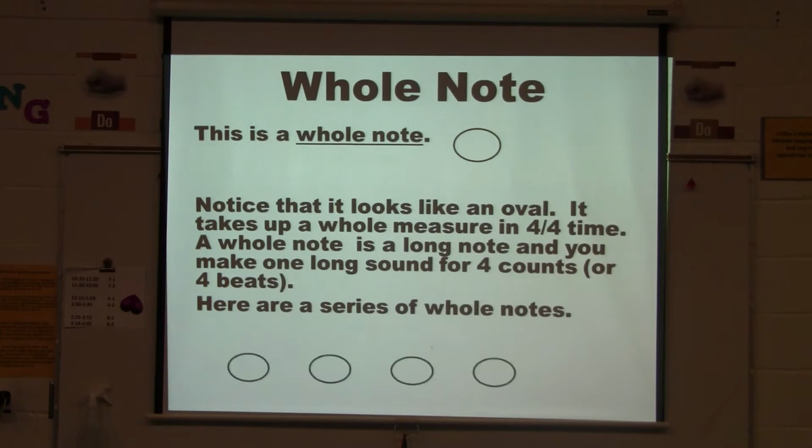So here's a series of whole notes. As you can see, there's 4 ovals there, and we need more than that. We need to have a time signature.